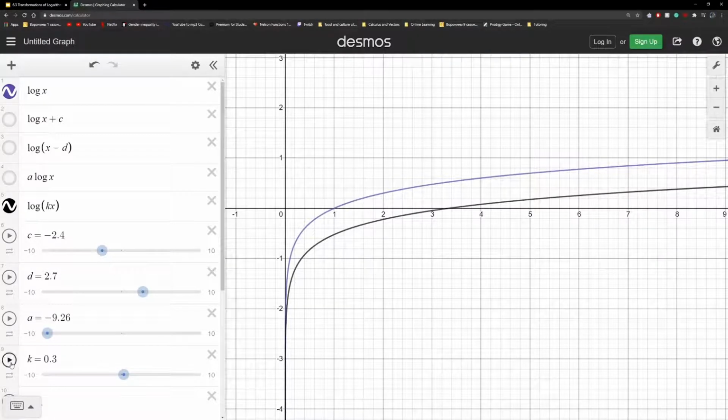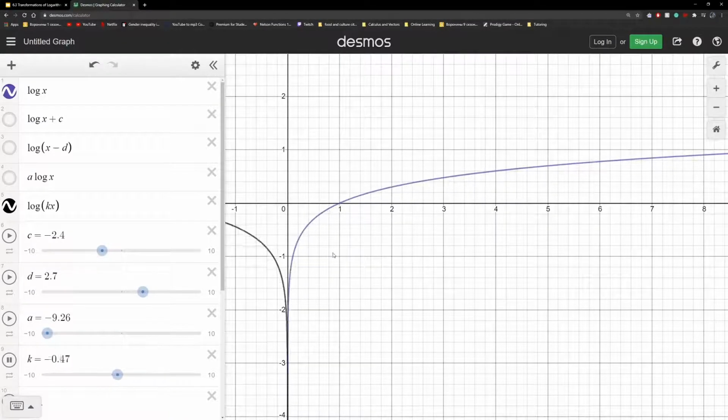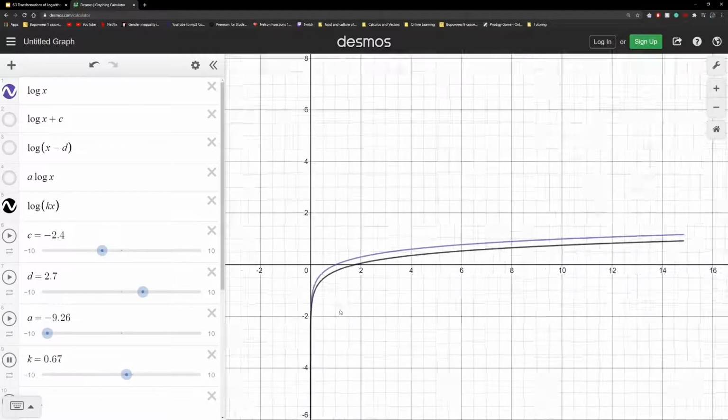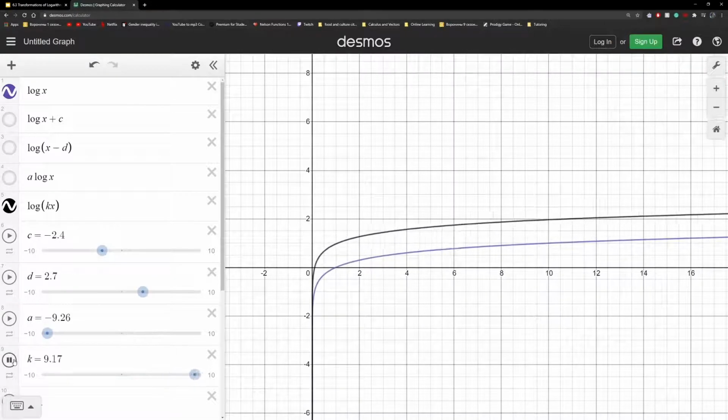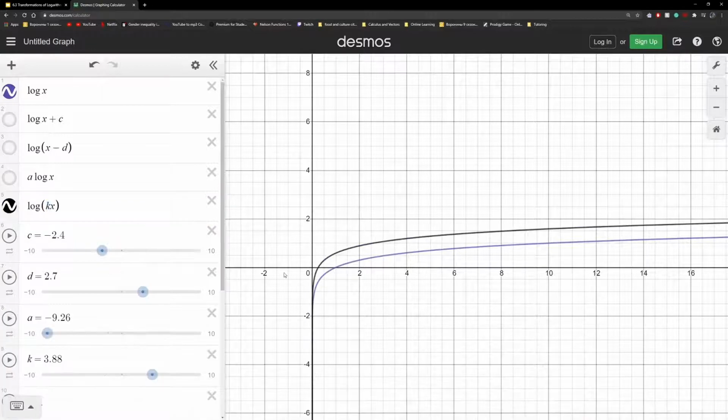Again, if we let this play, we get to flipping it on the y-axis when it is negative. Again, that's just super simple to remember. If we have a negative k value, we flip it on the y-axis.